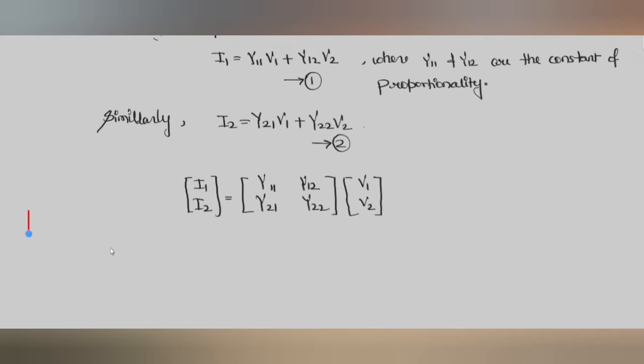Here the constants of proportionality are called Y parameters, that is Y11, Y12, Y21 and Y22. Okay, these are the constants of proportionality. So the constants of proportionality are called Y parameters. If these parameters are known, then the input and output operation of the two-port network will be completely defined.